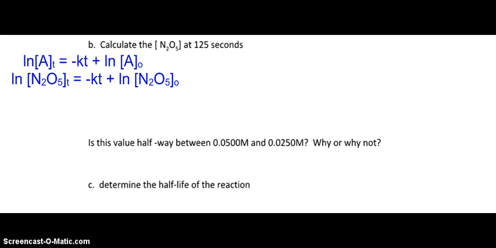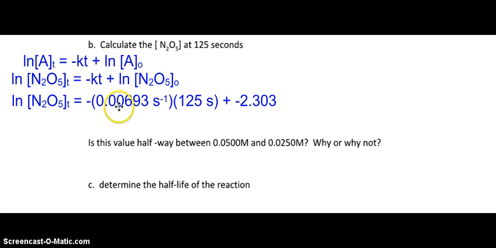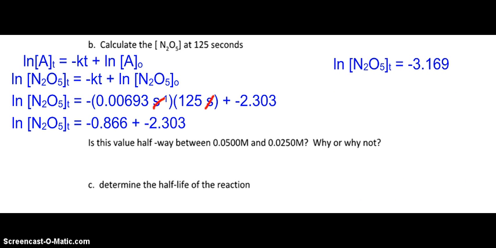And now that I have the k value, I can plug everything in. Here's my k from problem A. Here's my 125 seconds, and this is my natural log of 0.100. So let's go ahead and do the math, multiply these two together. Oh, but if I were to do that, what happens to seconds? Seconds cancels out. That's a good deal. So I'm going to plug this number in. And so when I multiply these two numbers together, I get negative 0.866. I'm running out of room here. I'll go over here. So that's your natural log is negative 3.169.